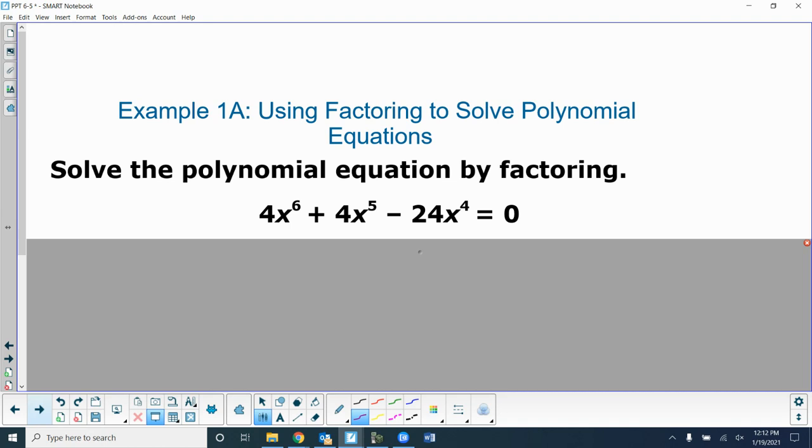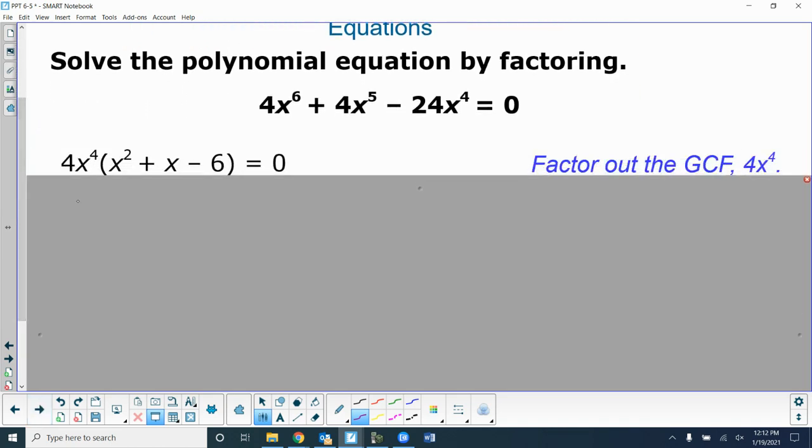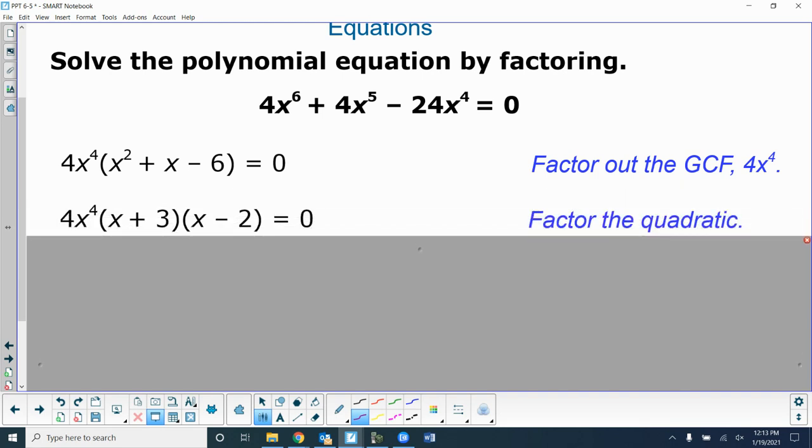So factor this. What should we look for? GCF. Good. What is it? 4x to the 4th. Good. Then we have that, right? So what does that trinomial factor to? What do you do after that? Come on, there are factors of -6 that add up to +1: -2 and 3. Yes, +3.